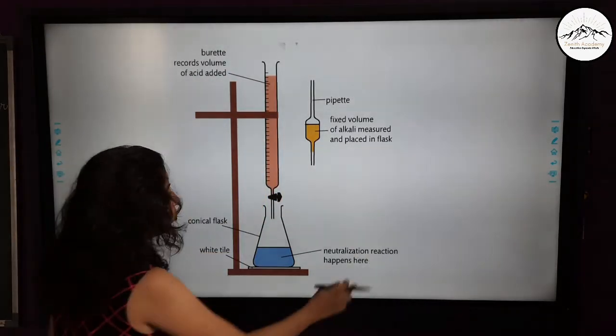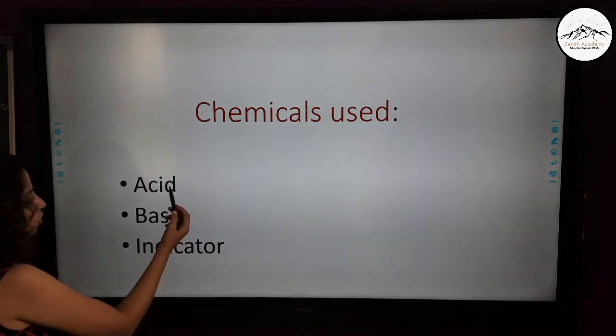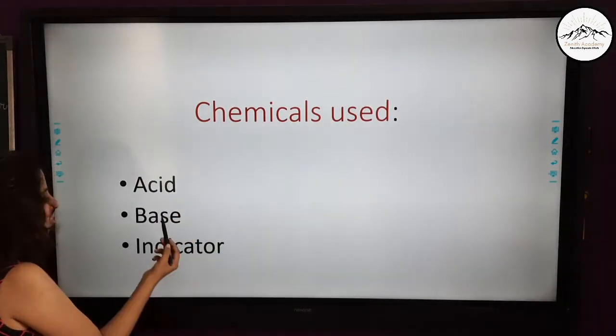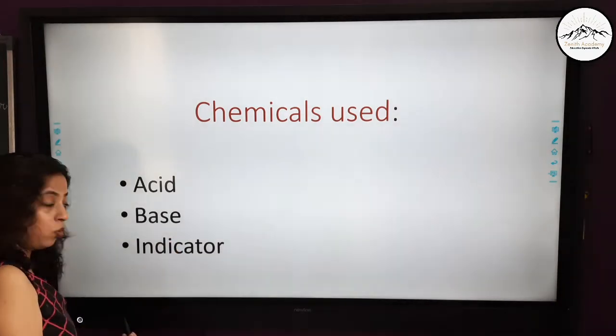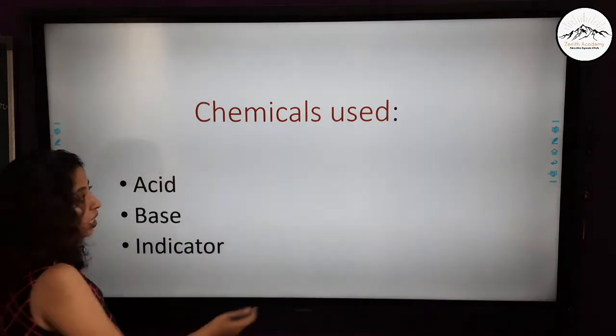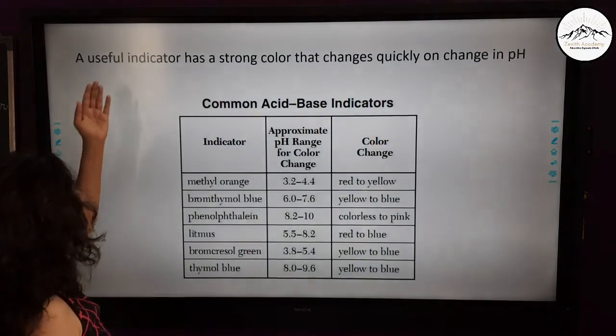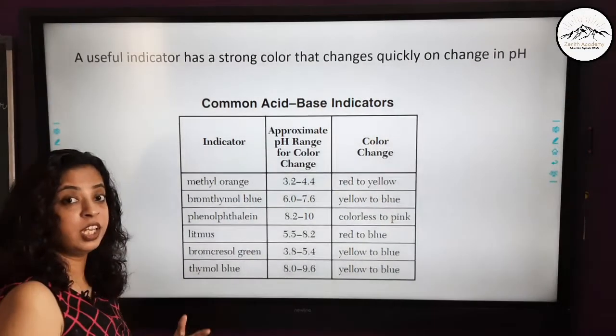Now let us talk about the chemicals that are used. So we know we have used an acid of unknown concentration, we have used a base of known concentration, and we have used an indicator. So let us talk more about indicators. Which is a useful indicator? Which indicator should we use?